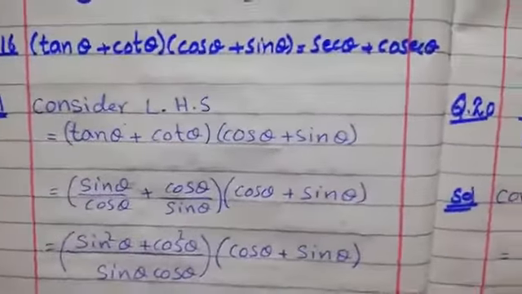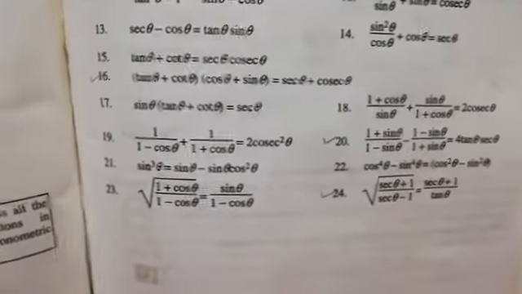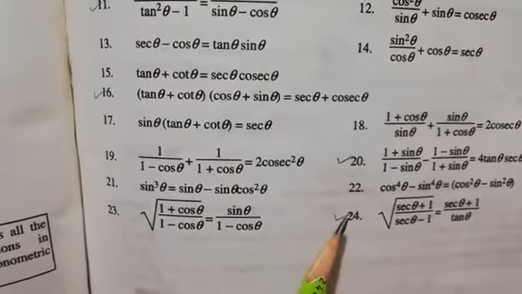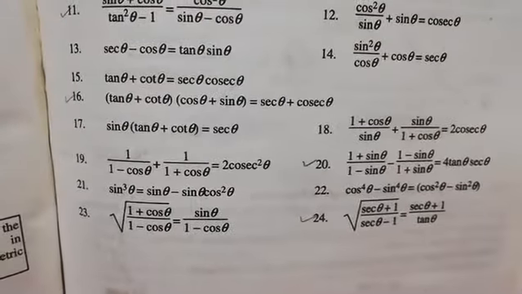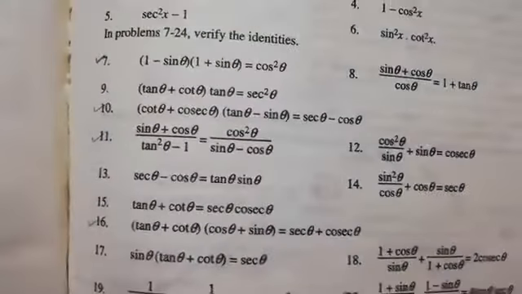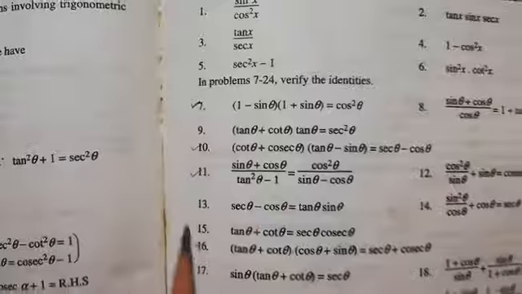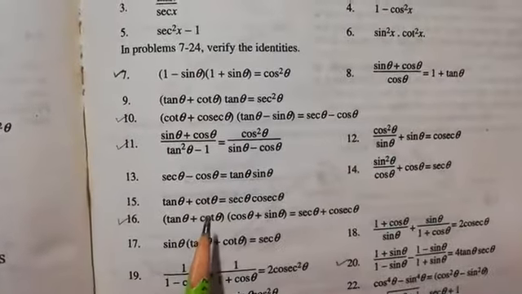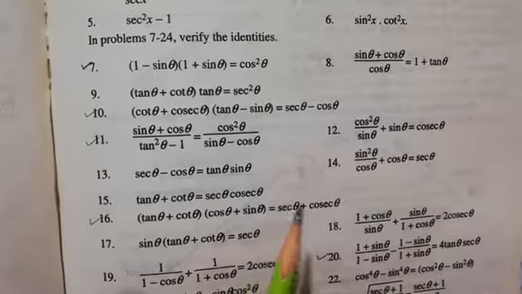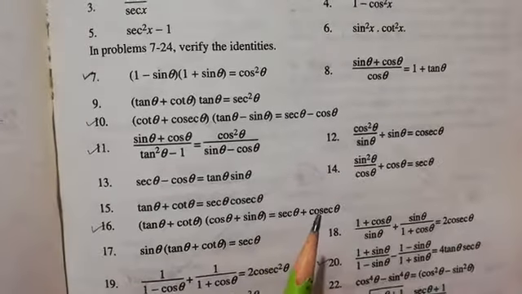First of all, mark the syllabus according to the smart syllabus which is given by the government. Today we will solve question number 16, question 20 and 24. These 3 questions will be done as your classwork. First of all, focus on the question number 16. Question number 16 is this: tan theta plus cot theta into cos theta plus sin theta, which is equals to secant theta plus cosecant theta.